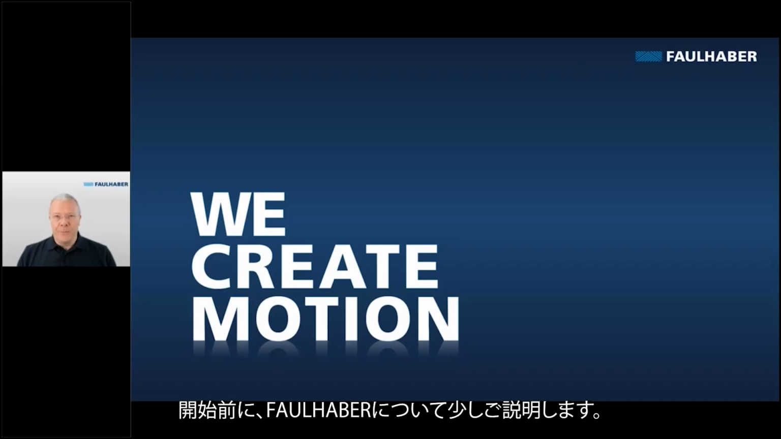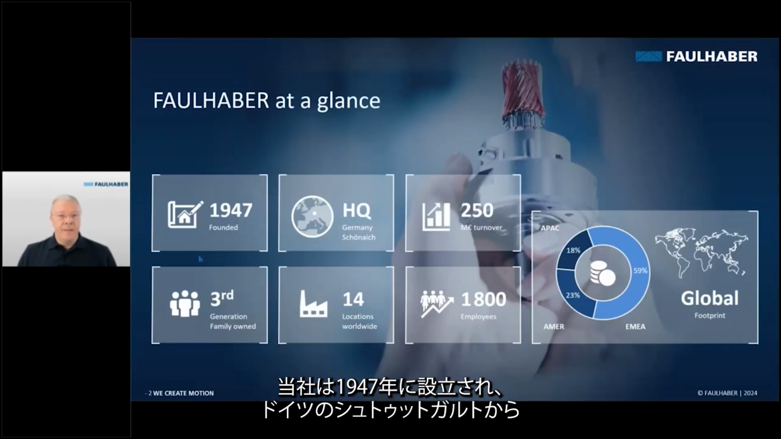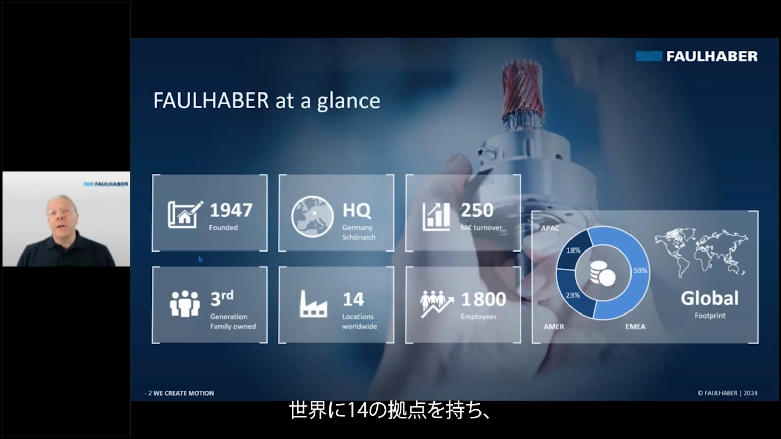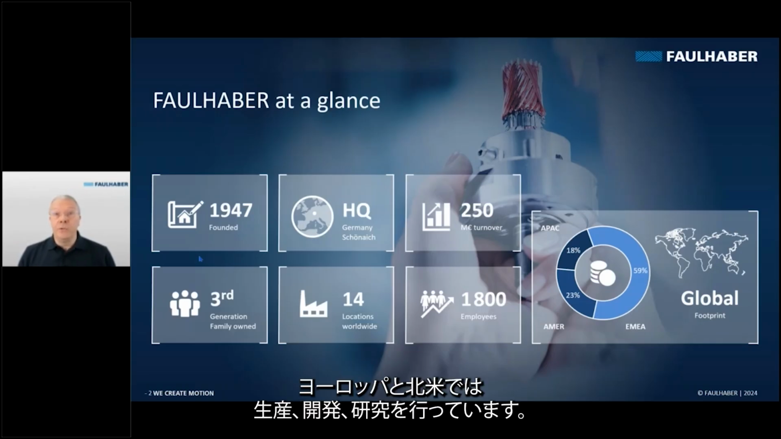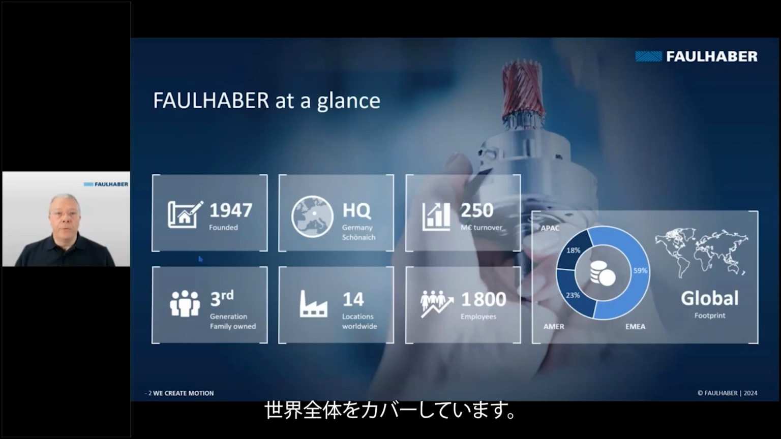Just a few words before starting about FAULHABER. FAULHABER was founded in 1947. The headquarters is in Schöneich, Germany, 20 kilometers south of Stuttgart. Now it is third generation, and we have 14 locations worldwide in Europe and in North America for production, development, and research. And with the 30 most important countries covered by our service and sales locations, we are covering all the world.